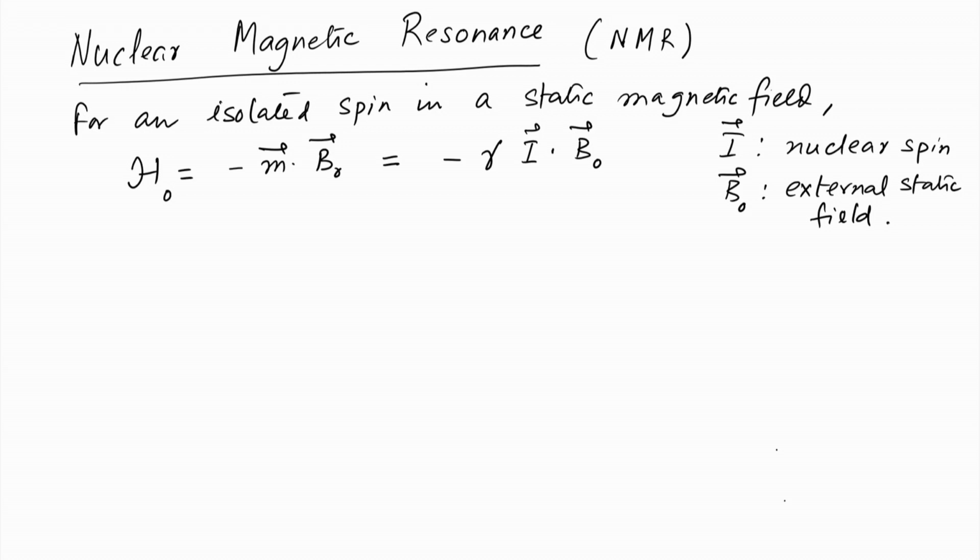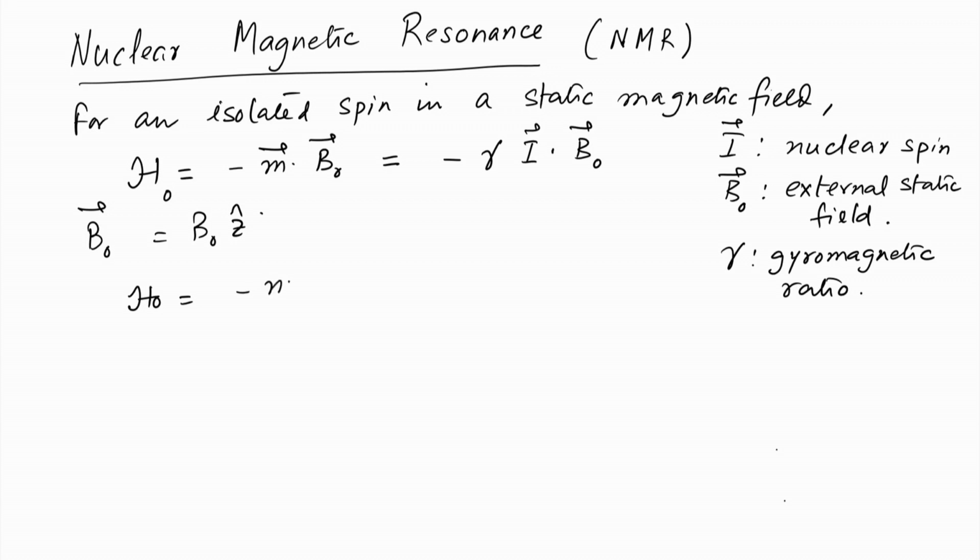And of course, gamma is called the gyromagnetic ratio. Okay. And so, if B 0 is taken in the z direction, so let us write B 0 equal to B 0 z cap, in which case only the z component of the nuclear spin survives because of the dot product, and we can write down the Hamiltonian as minus m z B 0, which is equal to minus gamma I z B 0.